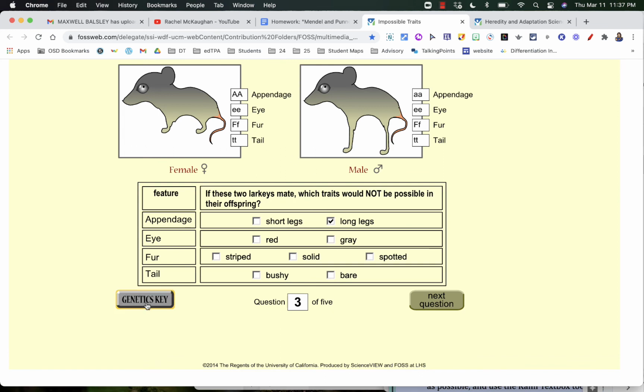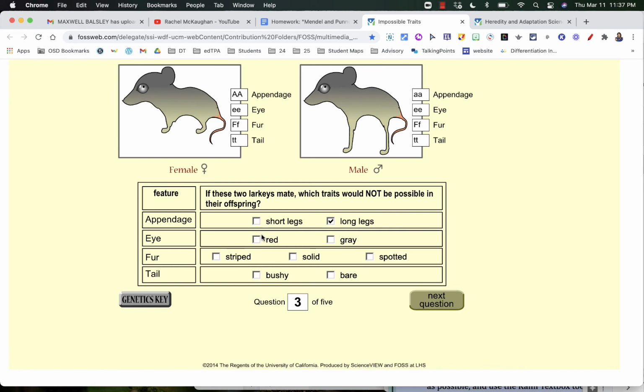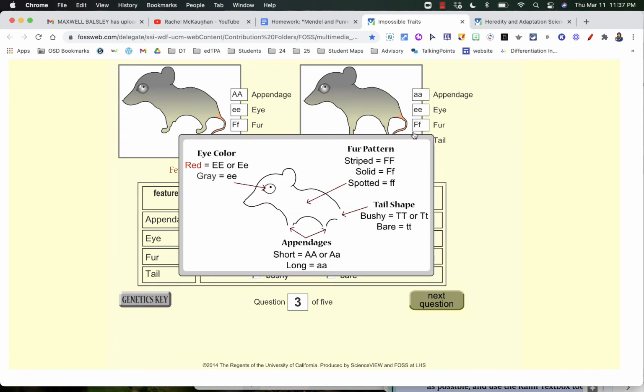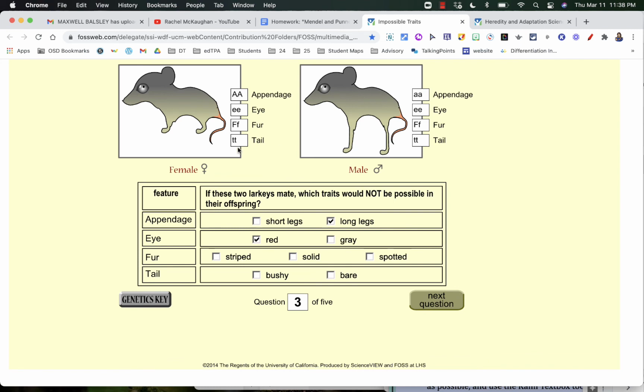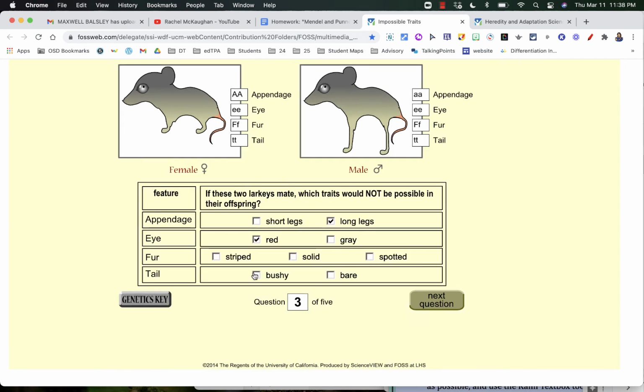Okay, eyes. They're both gray. Can they make red eyes? No, there's no dominant alleles. Impossible. Okay, fur. Big F, yes. Big F, little f, yes. Little f, little f. Okay, all the fur is possible. Now look at their tails. They only have recessive alleles. So can they get a bushy tail? No. All their babies will be bare-tailed, so that's impossible.